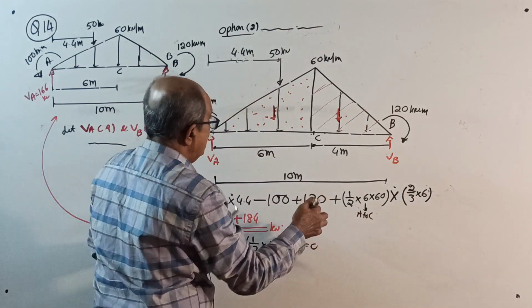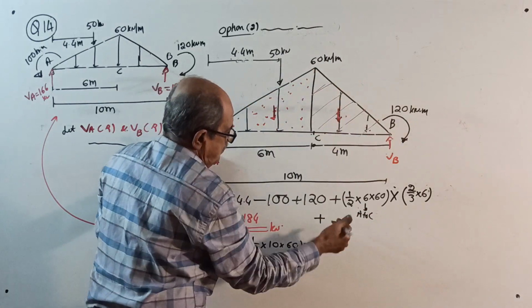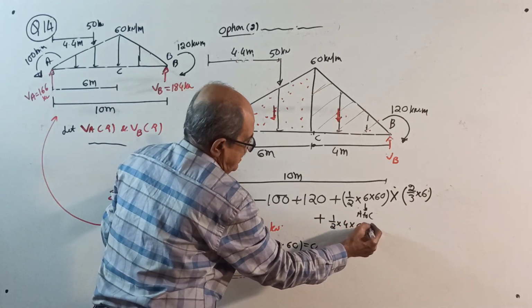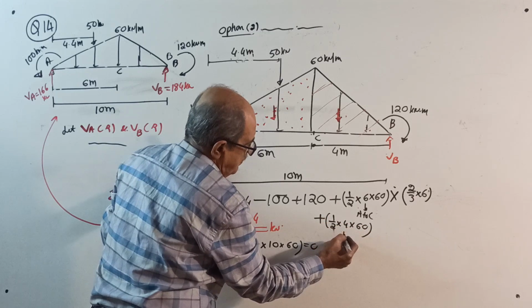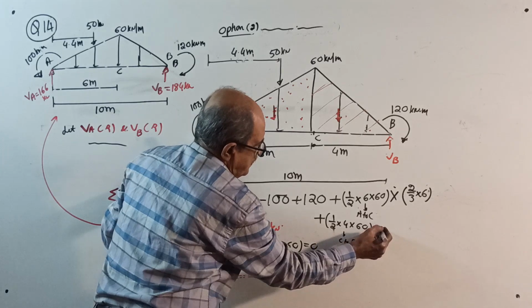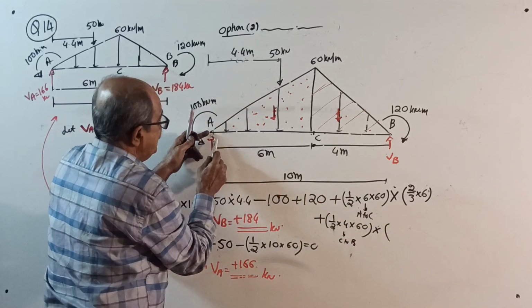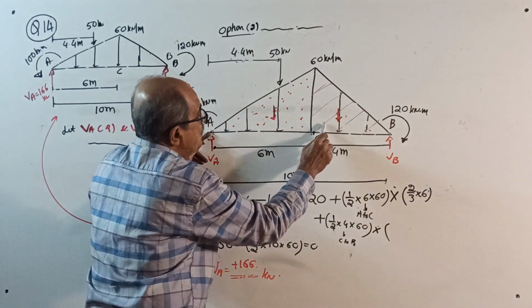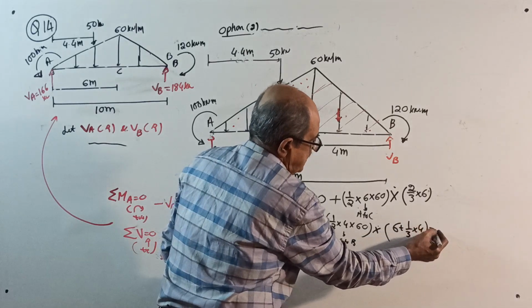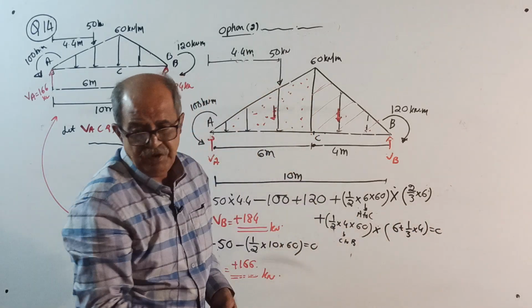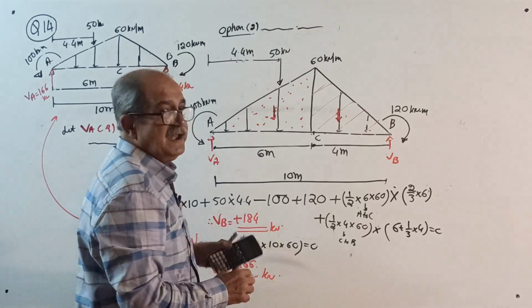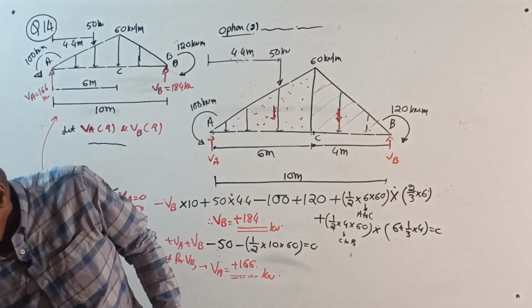Again plus this load. Half into 4 into 60 is total load from C to B, multiplied by moment about A, 6 plus 1/3 of 4, equal to 0. Get the value of VB. I will do fast calculation. Plus 184 kilonewton. Oh, answer over.